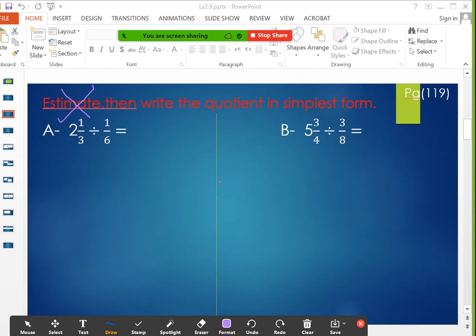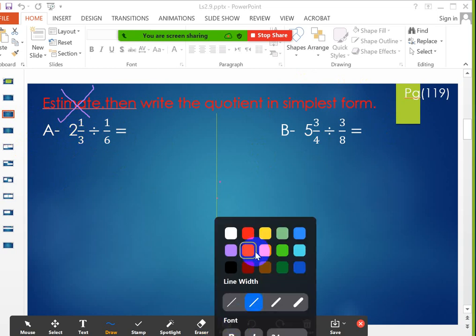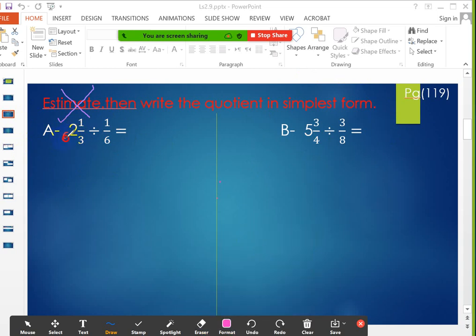Let's choose Lena to help me. Lena, if I want to write 2 and 1 over 3 as a fraction, what do I have to do? We will multiply 2 by 3. Yes. It will be 6. Then plus 1 will be 7. Very good. So 2 multiply 3 and add the answer to 1. So the fraction will be 7 over 3. So I will divide this fraction by 1 over 6. Very easy. Now let's do it.